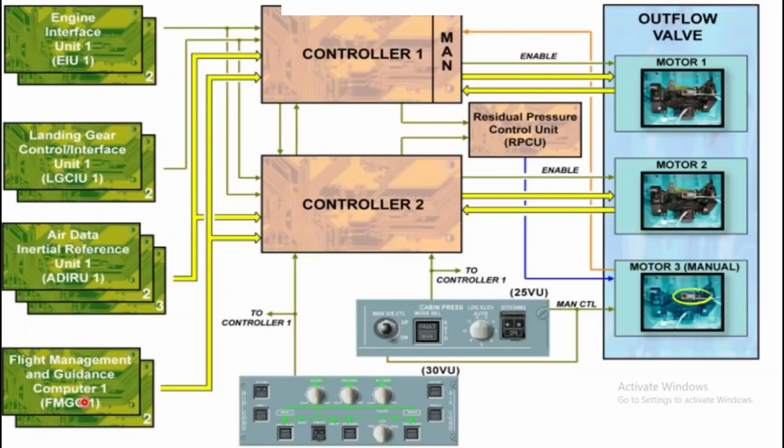If you talk about the FMGC, this is your flight management and guidance system. The FMGC sends the cruise flight level and landing field elevation data to both controllers. So on this account, the cruise page will come into the picture. The cruise flight level and landing airfield elevation are used for the pressurization profile. So this will take data from the FMGC.